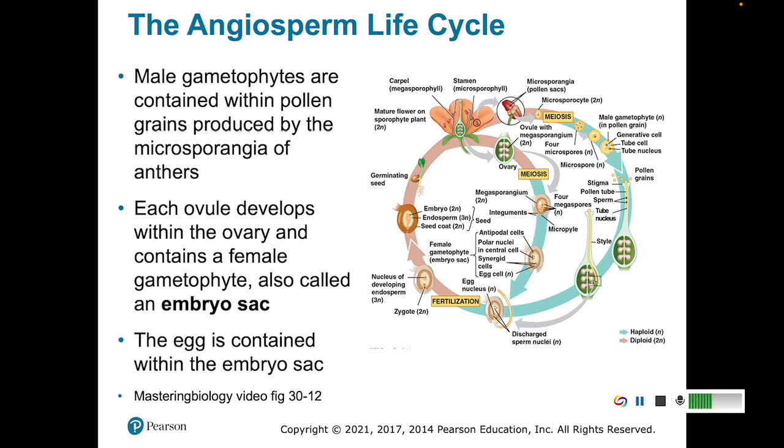In the angiosperms, they have a life cycle where male gametophytes are contained within pollen grains produced in the microsporangia of the anthers. That's right here. And ovules develop within the ovary and contain a female gametophyte, also called an embryo sac, and the egg is contained within the embryo sac.